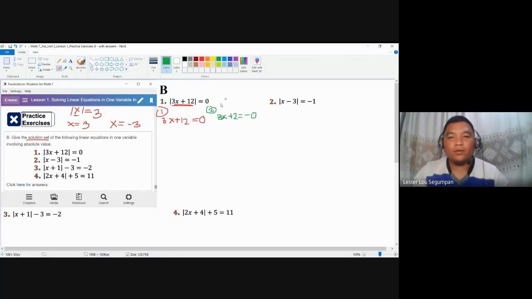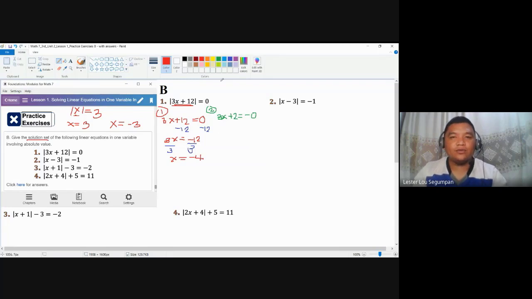Let's try to solve both cases. We are going to subtract both sides first by 12. That's 12. Sorry, let me rewrite it. That's 12. This will become 3x. 3x is equal to negative 12. Divide both sides by 3. So our value for x is negative 4 for case 1.